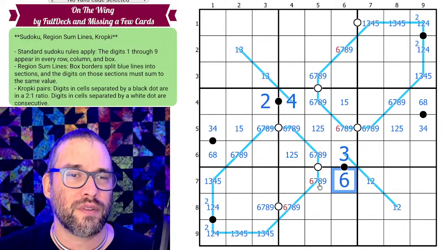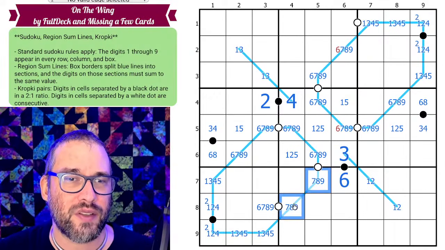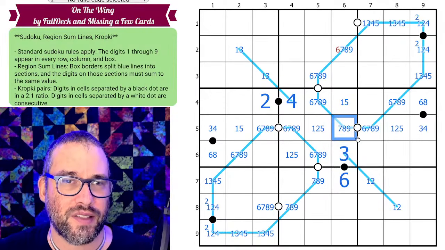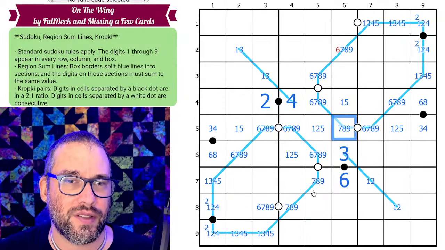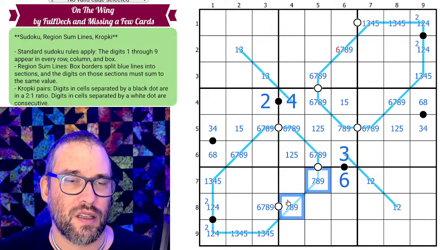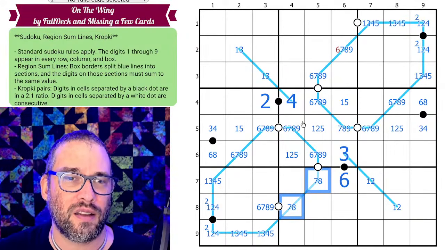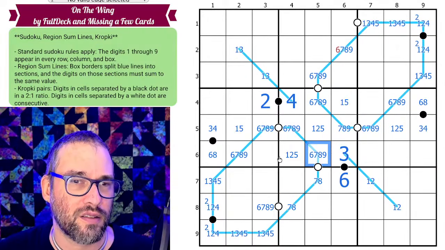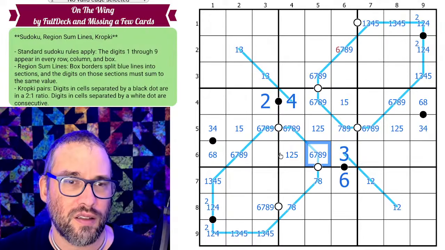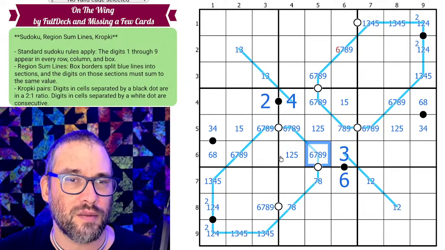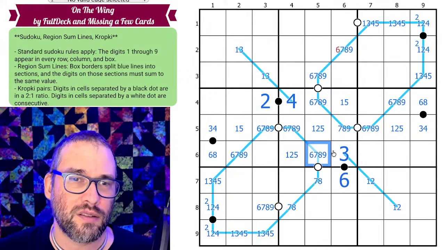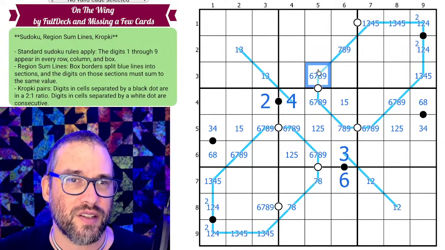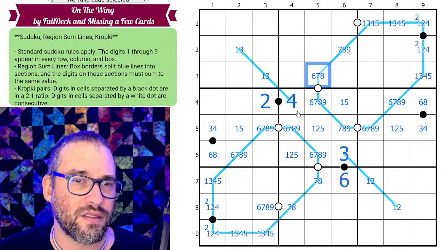Ah, let's see. That helps. These aren't 6. That's not 6. So let's see. This must be a 7-8 pair now. Let's see. That's not a 6, so that's not a 9.